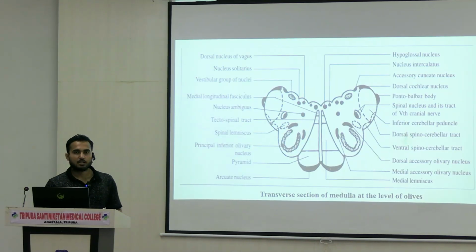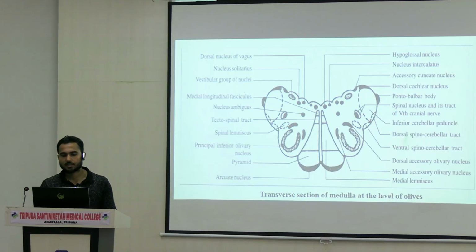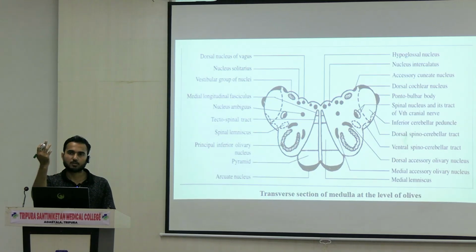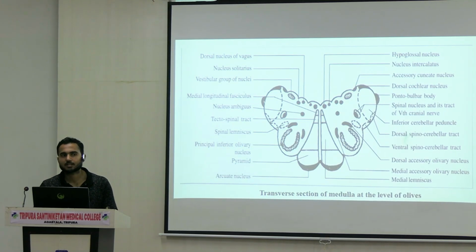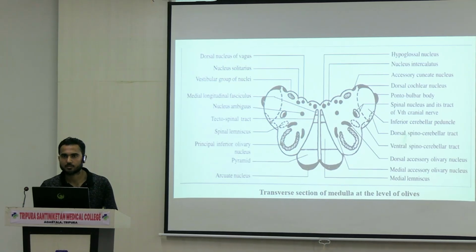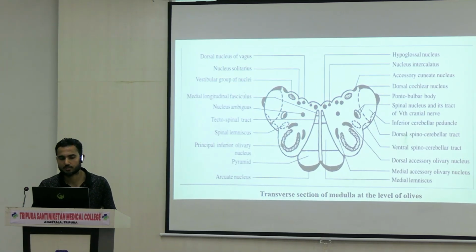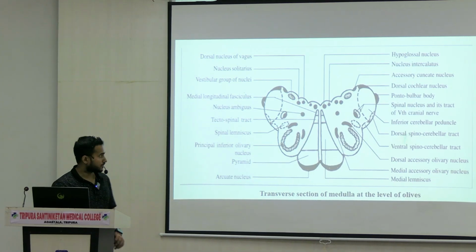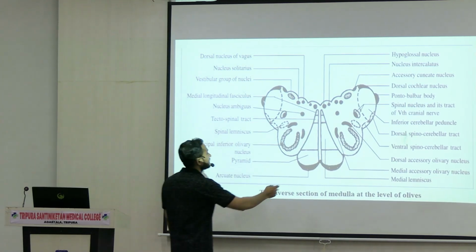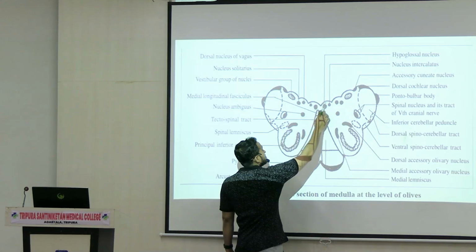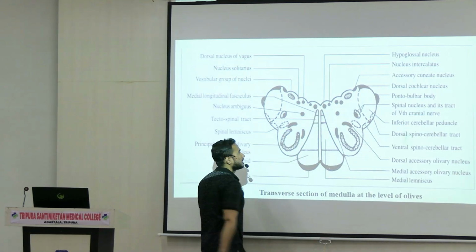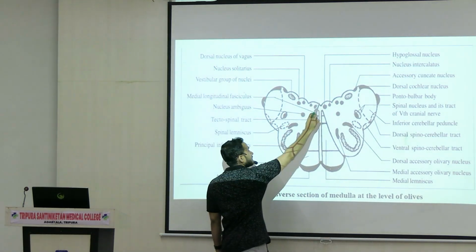Now here you can see the diagram. With the help of this diagram, we will try to understand the structure. See, as we go upward, the structures, or you can say the TS, become more complicated as we go further. Now here also we have to segregate and see the gray matter. This is the floor of the fourth ventricle.